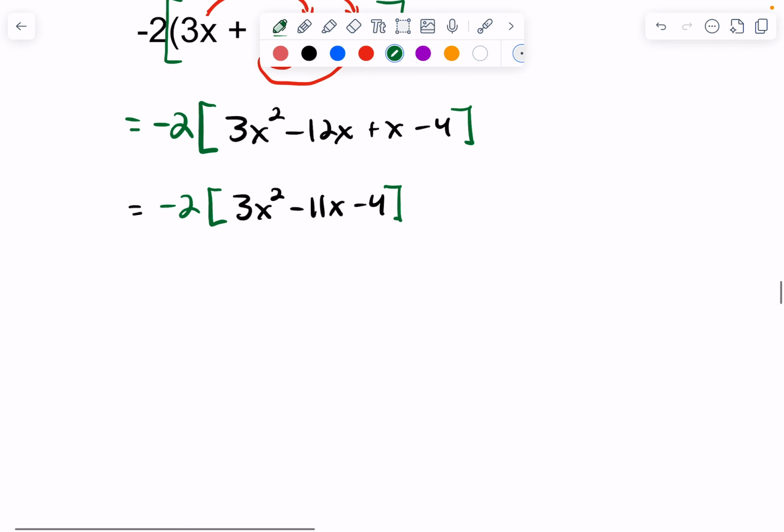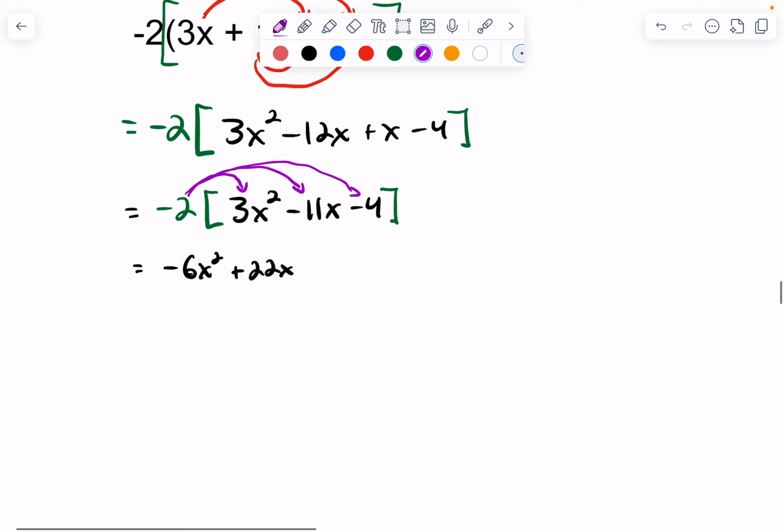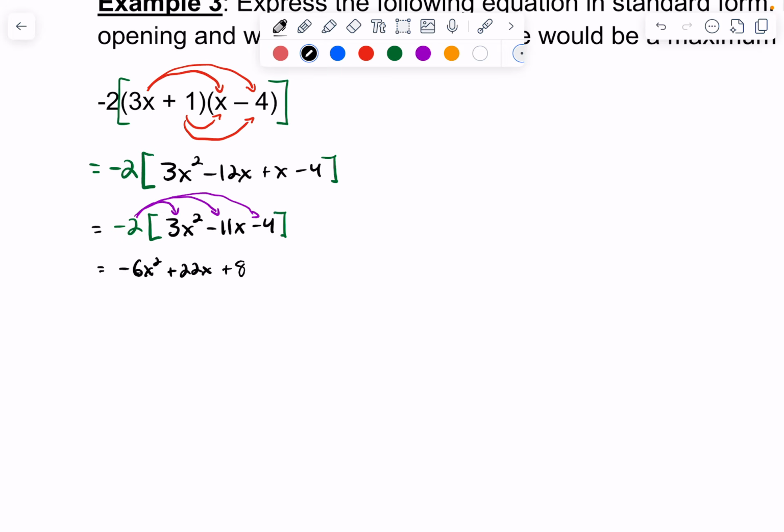Okay? Lastly, put that negative 2 into all terms. Remember, the negative 2 multiplies that 3x. So you'll get minus 6x squared, but it also multiplies all terms, okay? So plus 22x, and then the last term in the back right there. And then you get plus 8. So there is standard form, okay? So remember, you FOIL out to go from factored to standard.